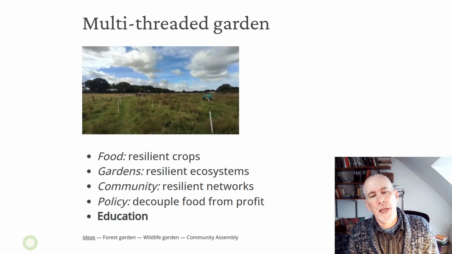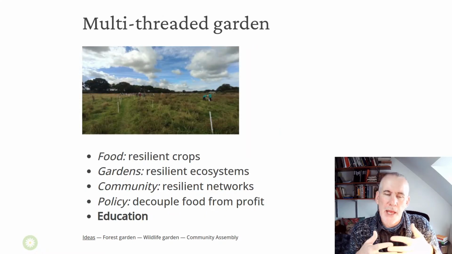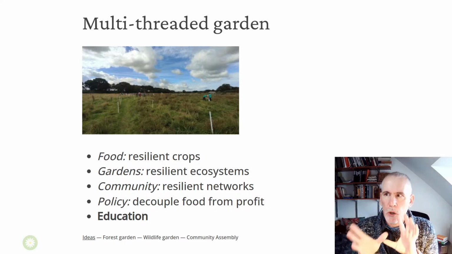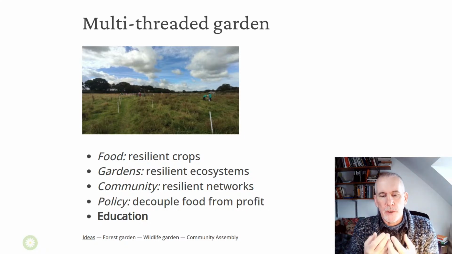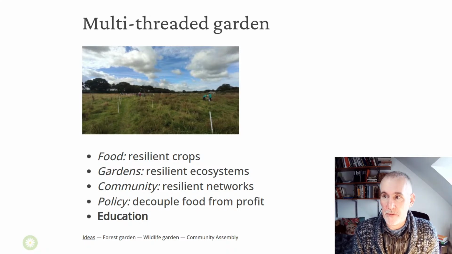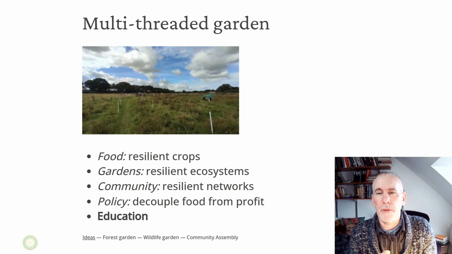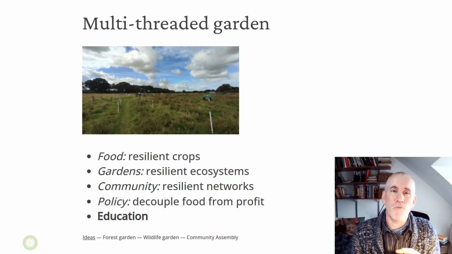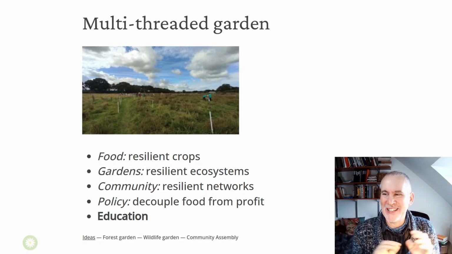So the Hope Garden is a multi-threaded, multi-layered garden. There's lots of different things going on within that space. The first one is we're going to be growing resilient crops, and there's a fantastic spreadsheet of all the plants that are down the list for growing in the Hope Garden. There's a whole lot of fruit bushes and perennial vegetables, and nut trees, there's hazels, there's hawthorn, a Crimean hawthorn. It's a lot of different resilient crops that we're growing in the Hope Garden.